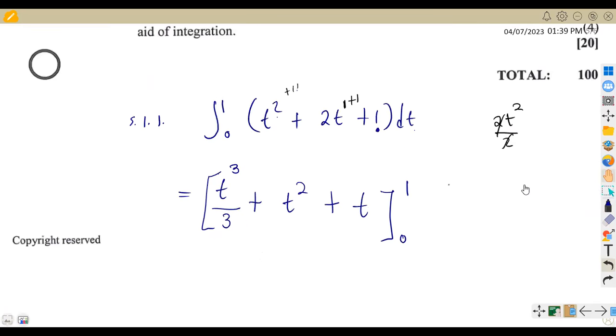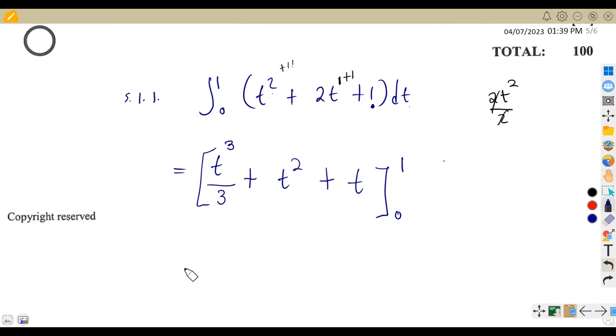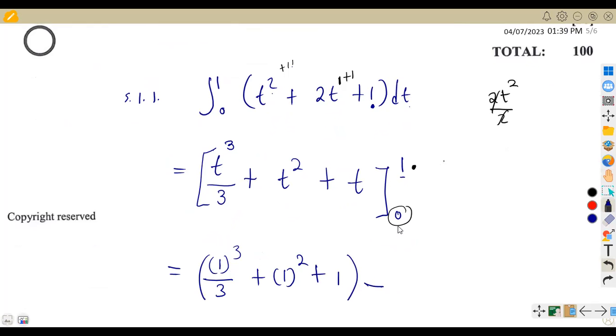So how do you apply the limits? You substitute the upper limit minus the lower limit. The upper limit, which is 1, the lower limit, which is a 0. So in place of t, we are going to substitute 1, which is our upper limit. So it's 1 to the power of 3 over 3 plus 1 to the power of 2 plus 1 in this case. We are substituting 1 in place of t, minus on the lower limit, you substitute a 0. So in place of t, if you substitute, as you can see, guys, it is going to give us a 0 in this case. All right.